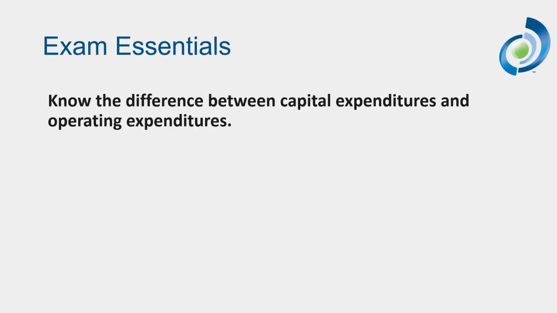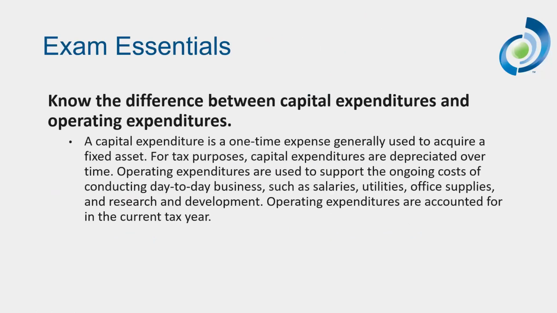Know the difference between capital expenditures and operating expenditures. So, a capital expenditure is a one time expense generally used to acquire a fixed asset. For tax purposes, capital expenditures are depreciated over time. Operating expenditures are used to support the ongoing cost of conducting day to day business, such as salaries, utilities, office supplies, and research and development. Operating expenditures are accounted for in the current tax year.